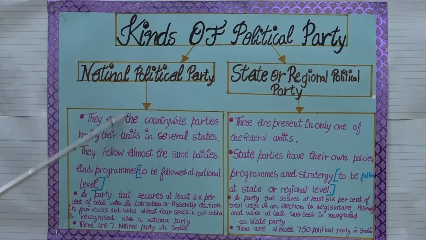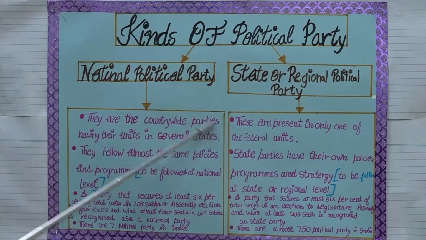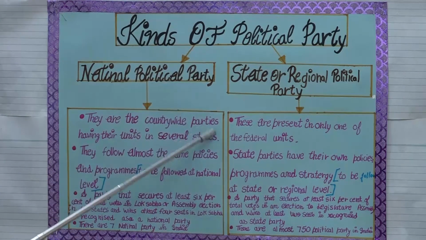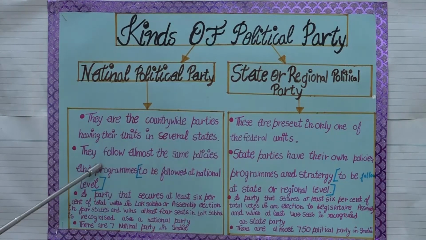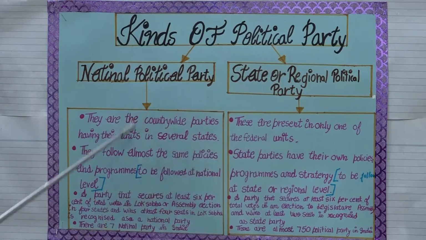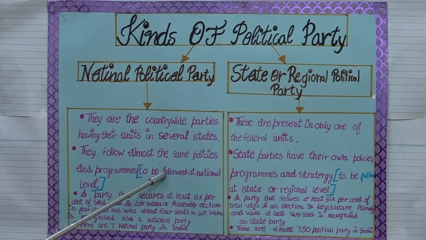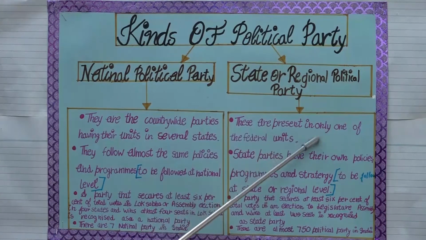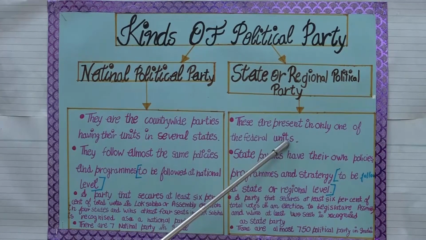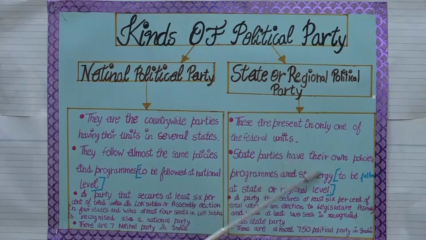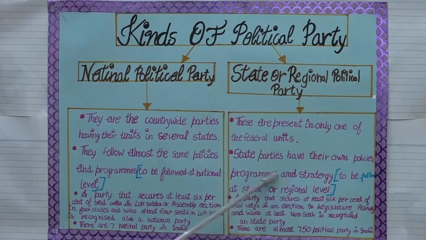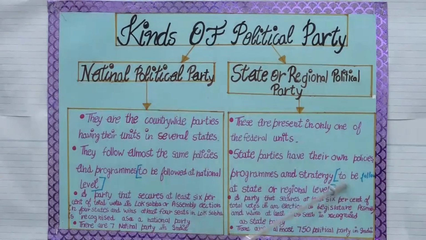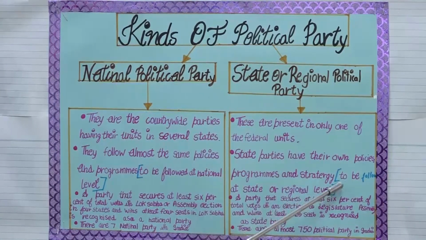So, the most important criteria are, they are country-wide parties having their units in several states. They follow almost same policies and programs which are followed at the national level. Here we will see these are present in only one of the federal units. State parties have their own policies and programs and strategies which are followed at state or regional level only.